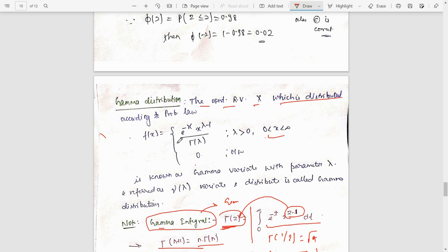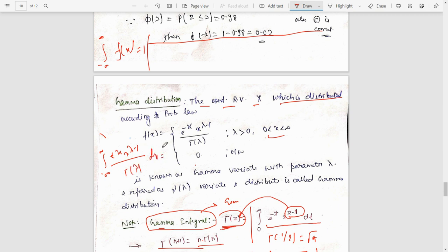Let's see how this is the gamma distribution. I told you in the beginning that if you have any probability density function f(x) and you integrate it from minus infinity to infinity, you are going to get 1. Let's see whether this is applicable here or not. So we take the integral from minus infinity to infinity of e to the power minus x, x to the power lambda minus 1 upon gamma lambda, and this should be 1, because this is a PDF.